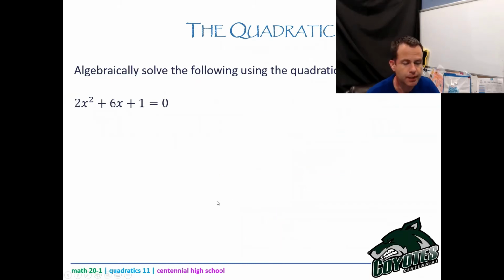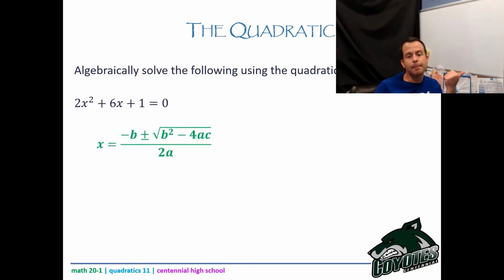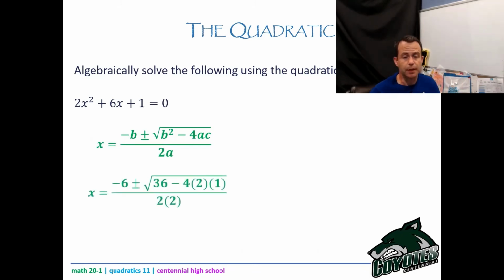Okay, let's try this one. 2x squared plus 6x plus 1 equals 0. So again, I'm going to write my formula down. My a value is 2. My b value is 6. My c value is 1. So I plug in all of that.